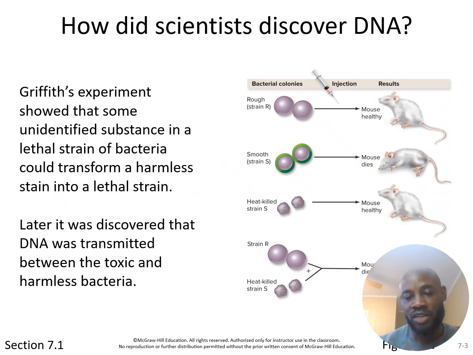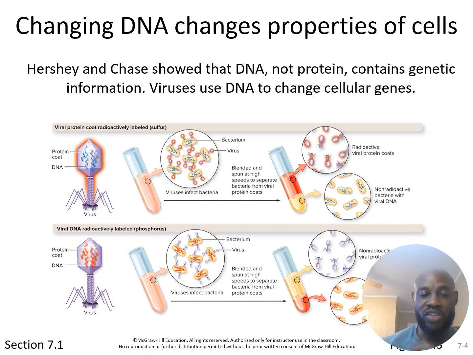How did scientists discover DNA? Well, as you see here, is one of the experiments. It was a lot of work done to be able to discover what DNA was, but using bacteria, you could see good bacteria versus bad bacteria. They figured out it was DNA that transmitted the information between toxic and harmless bacteria. So using bacteria, they were able to figure out DNA.